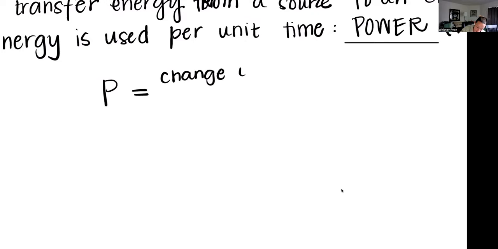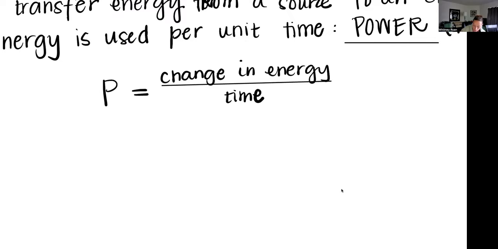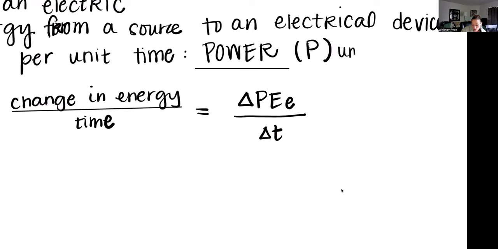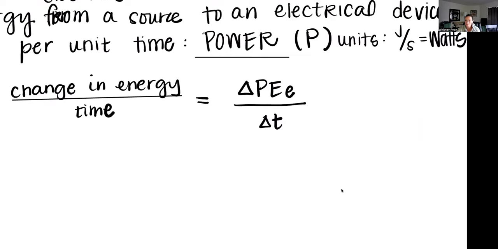Power is how much energy, so a change in energy in a certain amount of time. Okay, well, what type of energy can a charge have or create? Well, that's PEE. So that'd be your change in PEE over a certain amount of time. Now, that definition, energy over time, also gives us the units. So the units of power are joules per second, which is watts, or W. Okay, so a watt is how many joules per second.